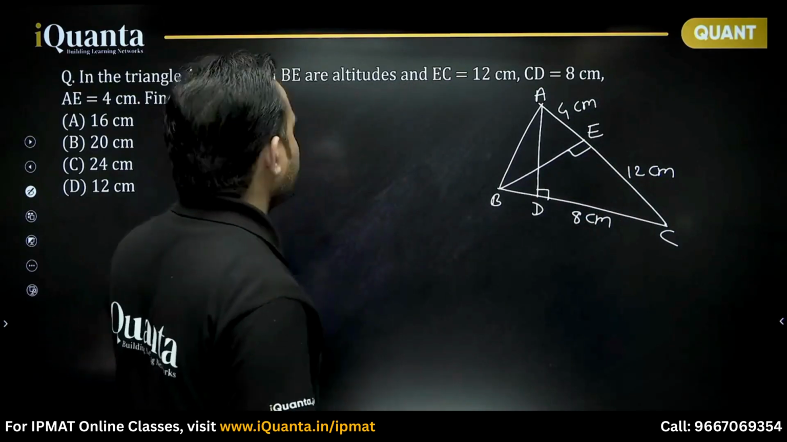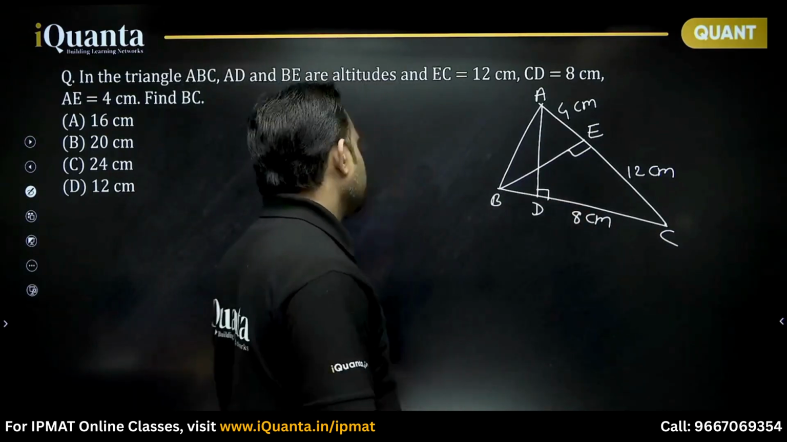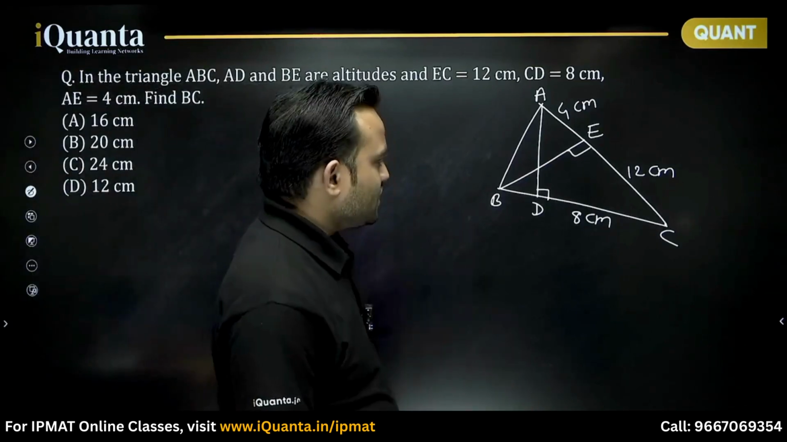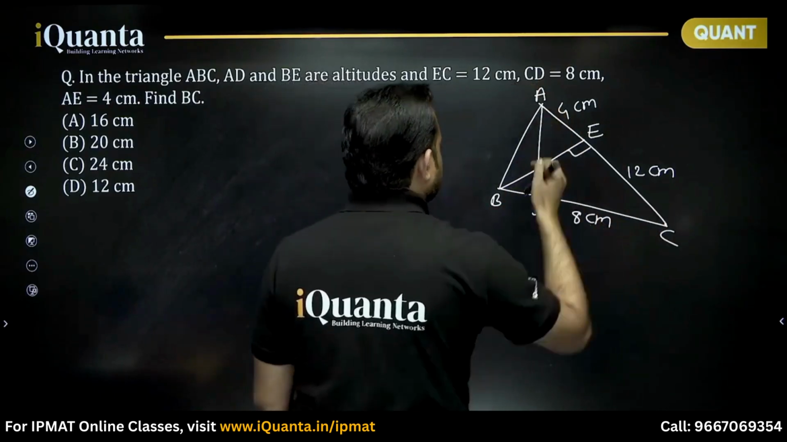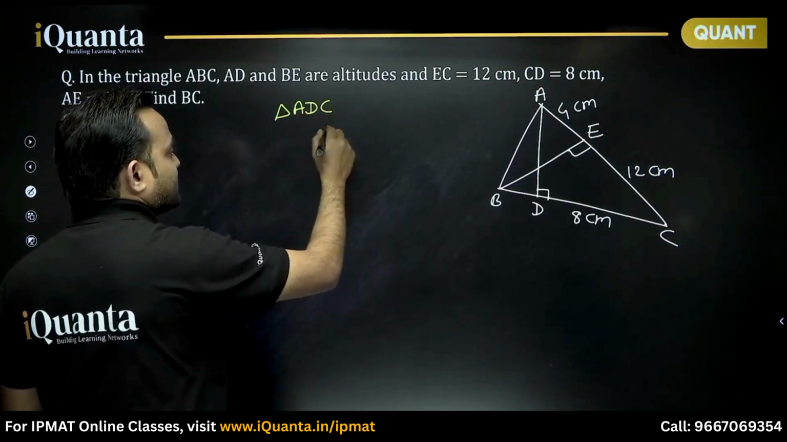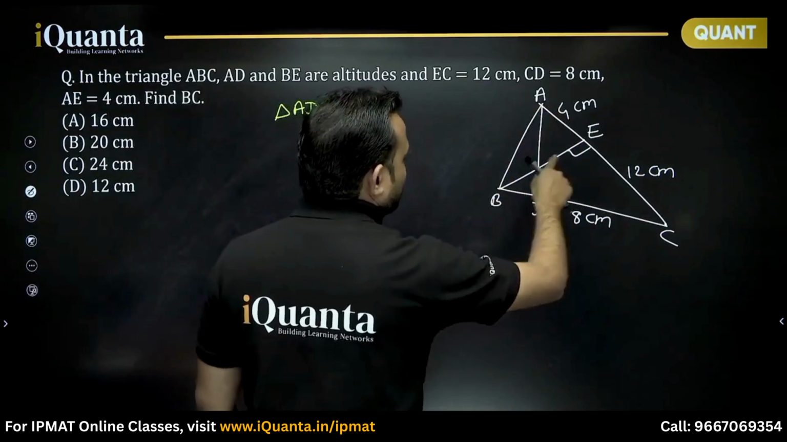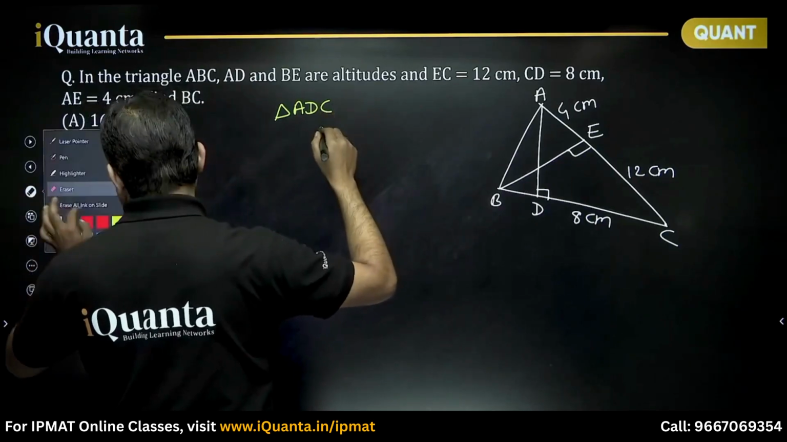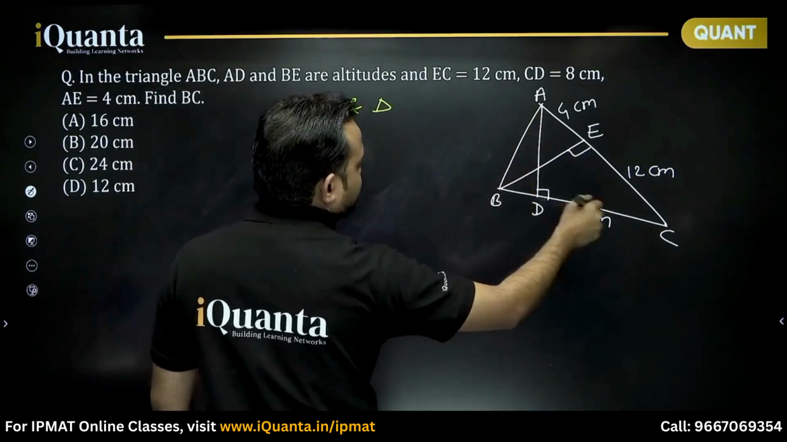So what do we need to find? We need to find the length of BC, or if you are able to find BD, we can say what will be the length of BC. So how do we do this? Now, let's check two different triangles. Triangle ADC and triangle BEC.